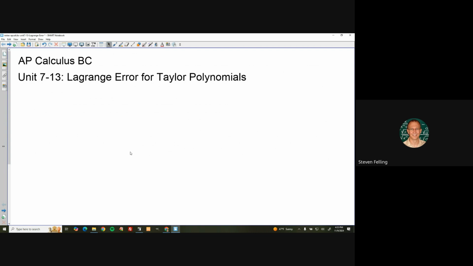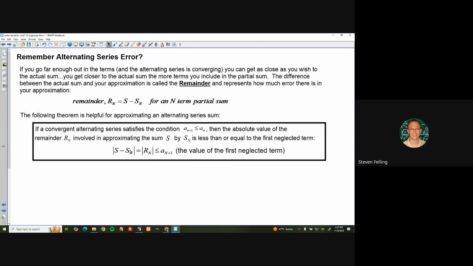That difference is called an error, or sometimes a remainder, and it's related to the idea that we saw with infinite series. Remember, we said that there is a way to calculate the error with an alternating series. If you go far enough out in the terms and the alternating series is converging, you can get as close as you wish to the actual sum. You get closer to the actual sum the more terms you include in the partial sum, and the difference between the actual sum and your approximation is called the remainder, and it represents how much error there is in your approximation. So with an alternating series, in the first half of this unit, we said the remainder is the difference between the actual sum and the sum of n truncated terms, or the nth partial sum.